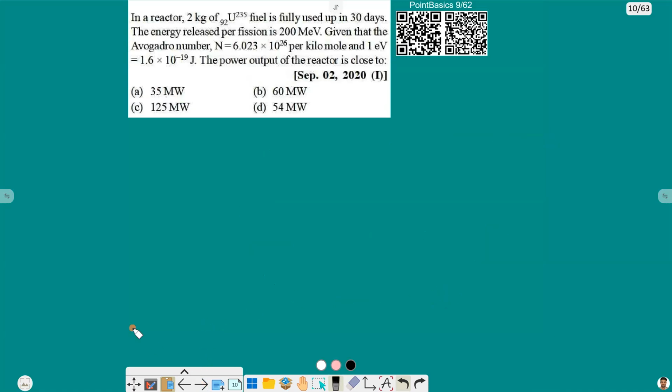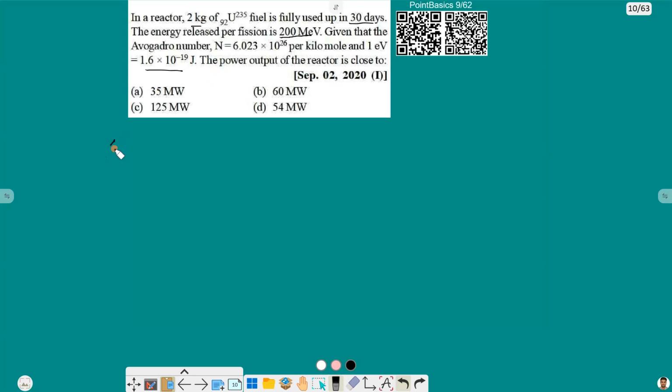Now let's move to the next one. In a reactor, 2 kg of uranium-235 fuel is used up in 30 days. The energy released per fission is 200 MeV. Given the Avogadro number per kilomole and the value of 1 electron volt, the power output of the reactor is close to what? So we have basically burned 2 kg of uranium, and we have to calculate the total power output. So let's start with that.